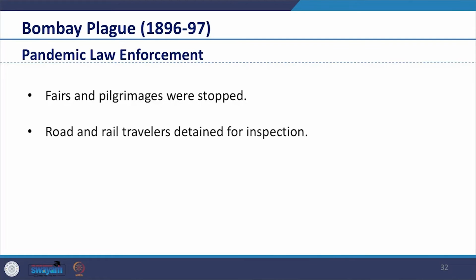So we see how the act came in and additional powers were given to the civic bodies, and the decisions were tough ones. Fairs and pilgrimages were stopped and road and rail travelers detained for inspection. In short, government officials were empowered to act decisively and contain the disease. We see different actions which were taken, which also involved power distribution and political willingness.